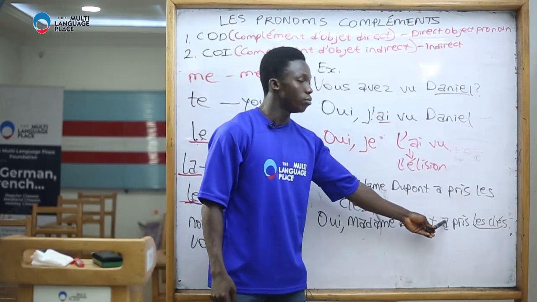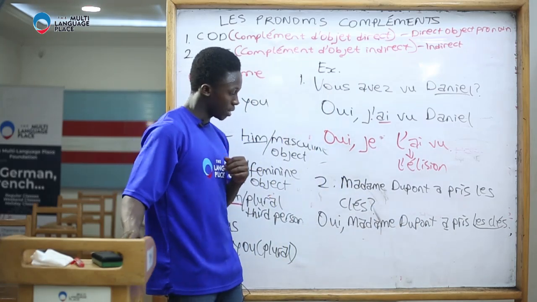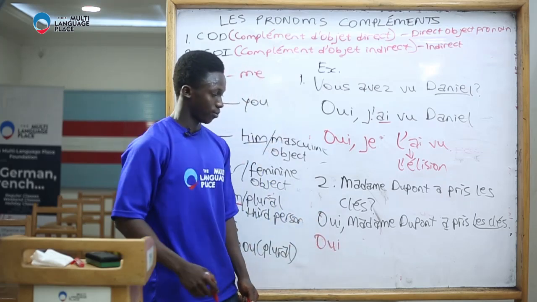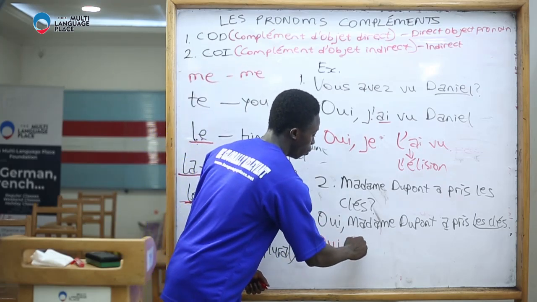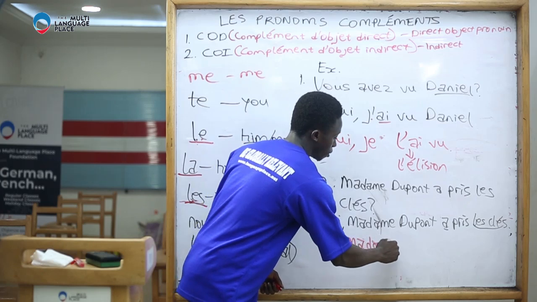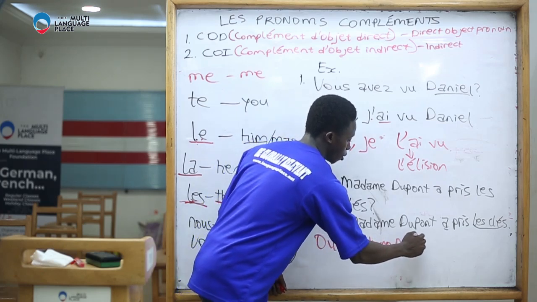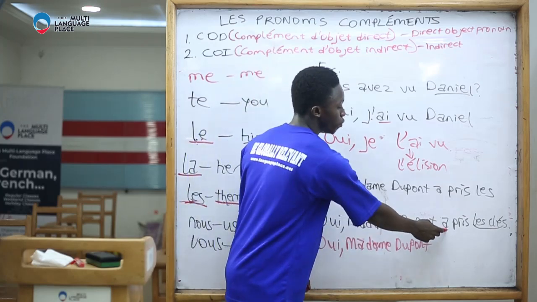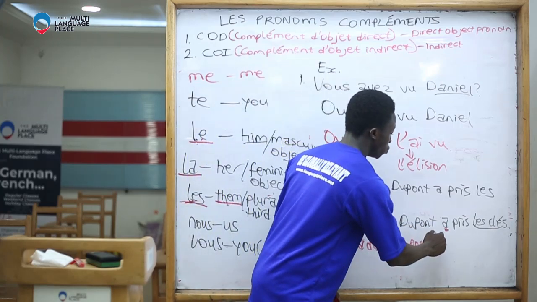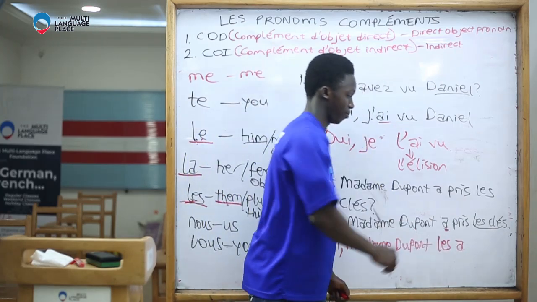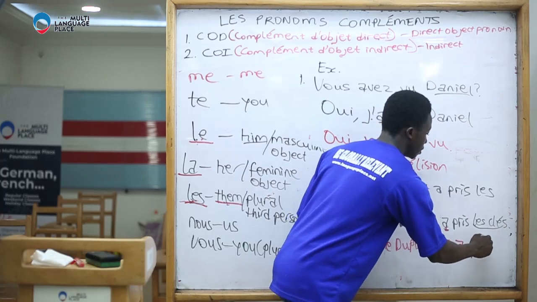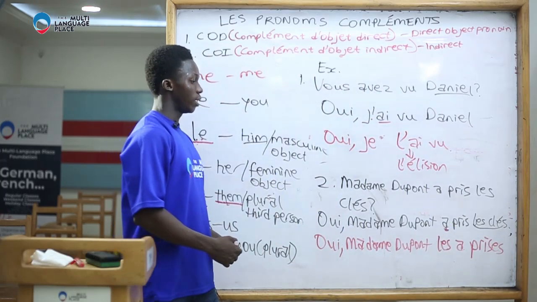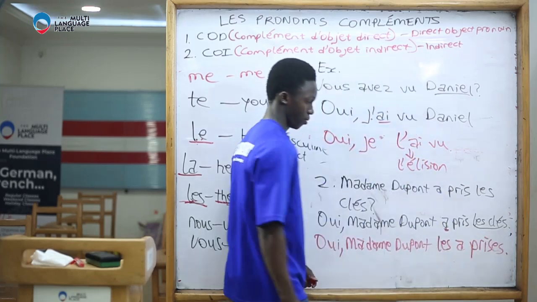COD comes even before the auxiliary verb in passé composé. So, I will say, oui, Madame Dupont. Then my COD, which comes even before the auxiliary verb. Oui, Madame Dupont les a prises.